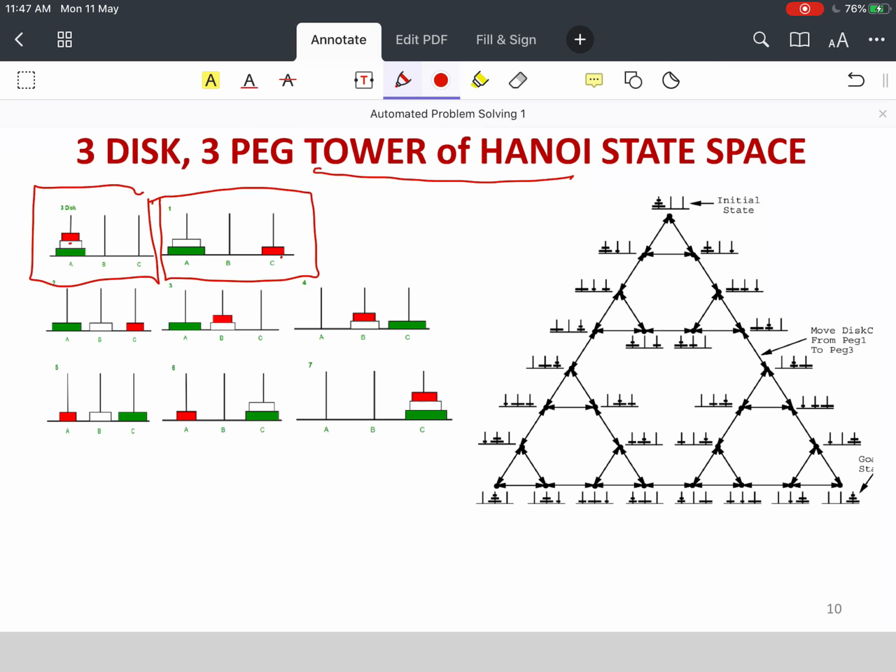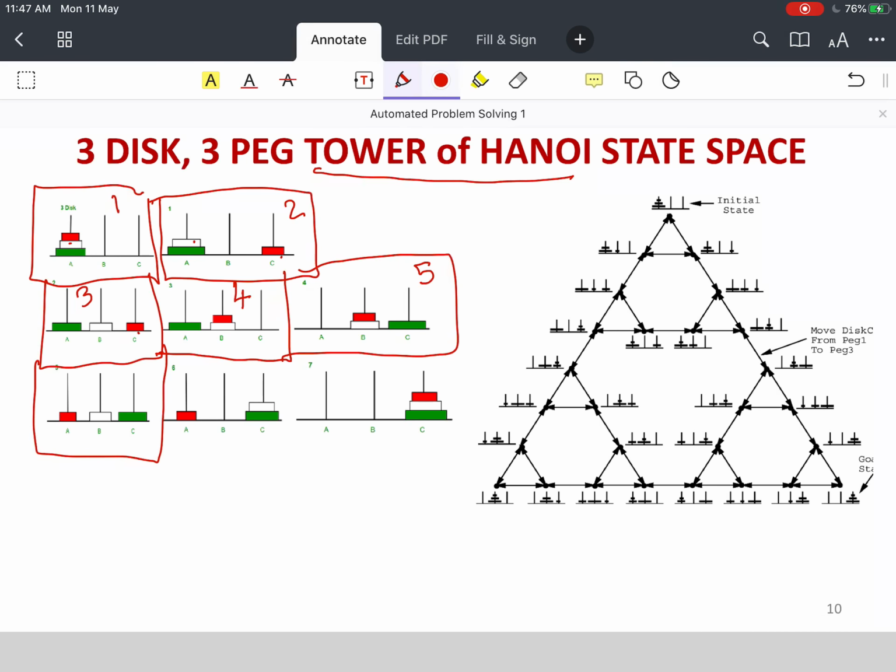Then from this configuration I can move the white one to peg B, and I move to this configuration. So this is my first configuration, this is my second, this is my third. From this third configuration I can take the red and move it over to the white, and I get my 4th configuration. Now I take the green and move it over to the 3rd peg, and I get my 5th configuration.